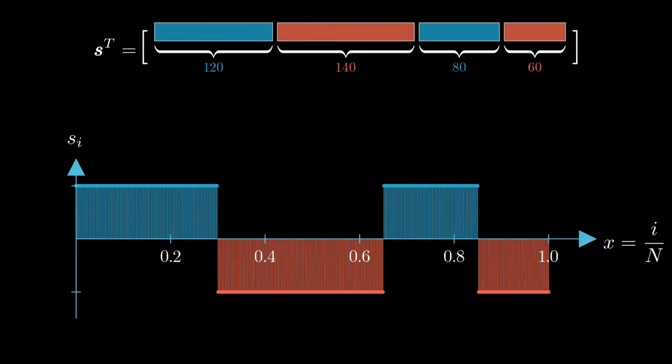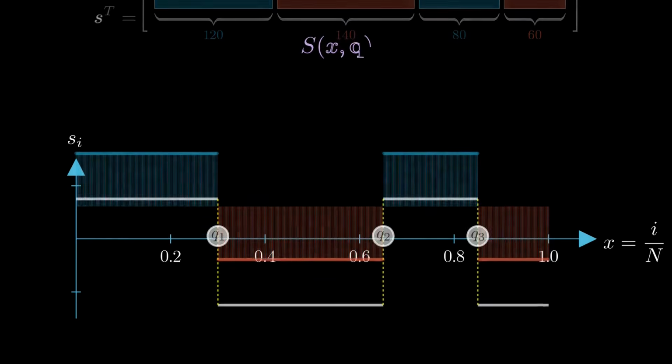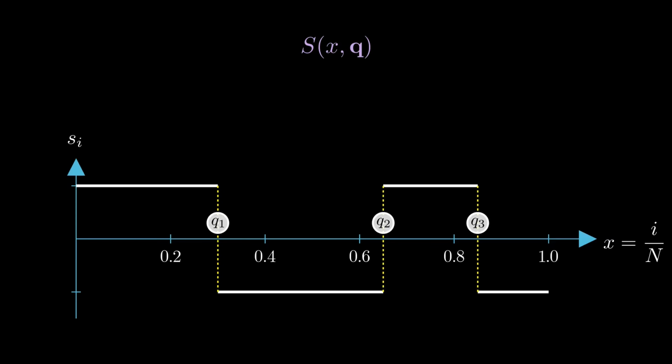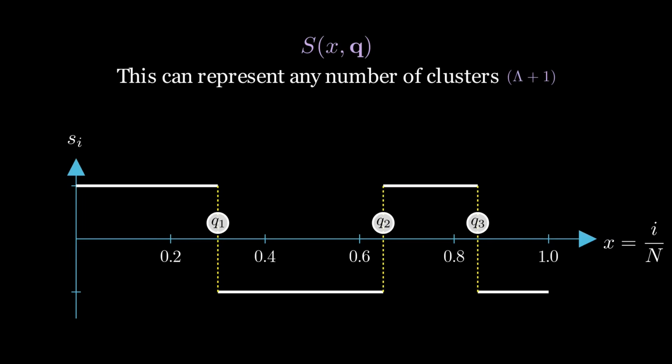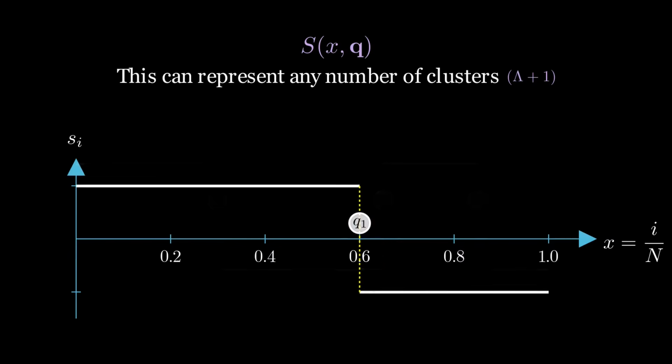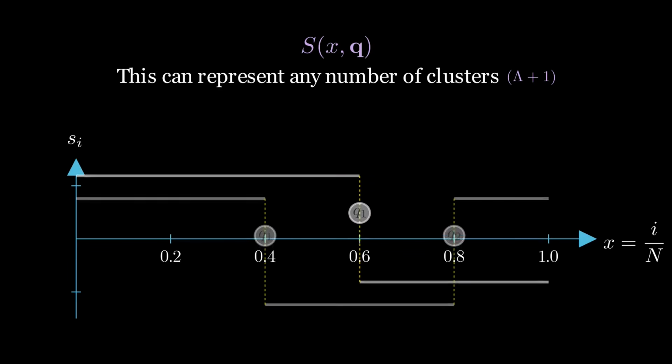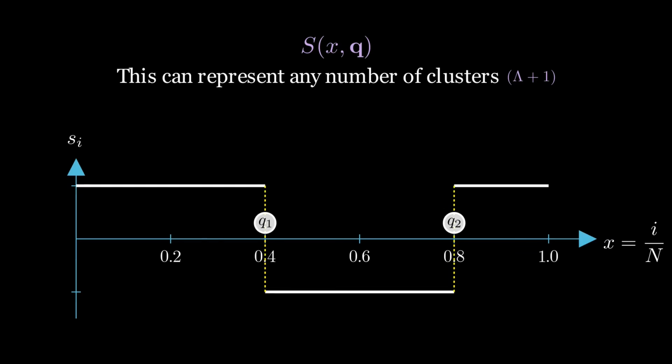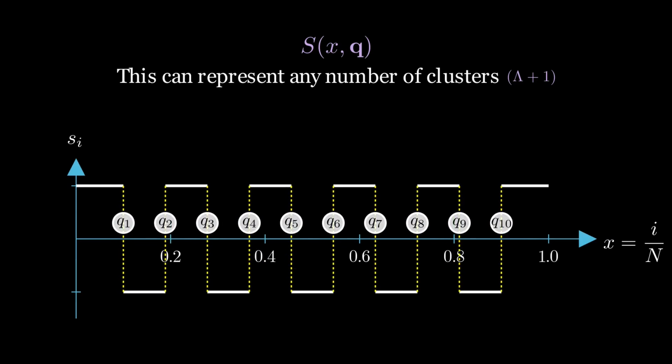This gives rise to a new mathematical object, a continuous function which we can call s of x and q. Here x represents the continuous position along the system, ranging from 0 to 1, and the vector q now defines the precise locations of the domain boundaries between the spin up and spin down regions. The beauty of this function is its generality. It can perfectly describe our simple two-cluster state, but it can also effortlessly describe a state with 3 clusters, or 11, or any number of clusters we can imagine.